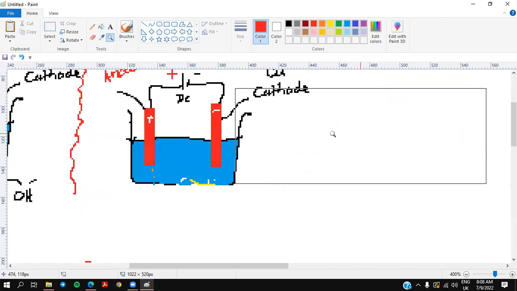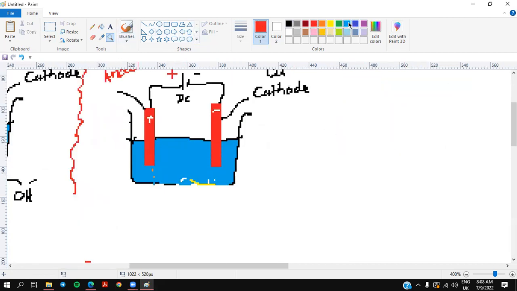I'll increase this a little bit so we can see clearly. If the anode is going to dissolve, the size of the anode will little by little go down. The size of the electrode will decrease. When the size of the anode decreases, on the cathode, the size increases. See, little by little, size of the cathode increases and size of the anode decreases.